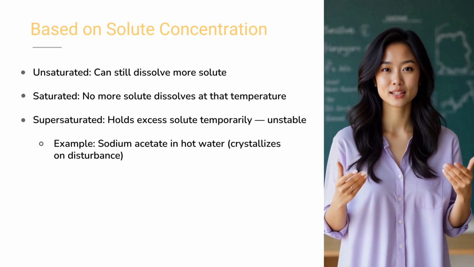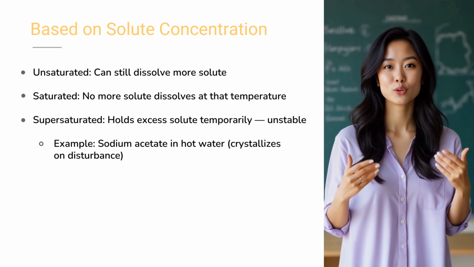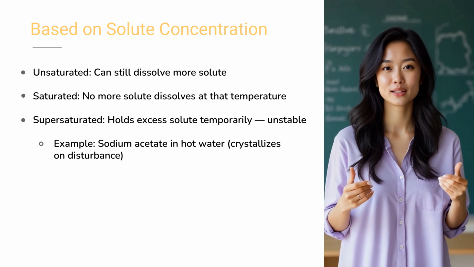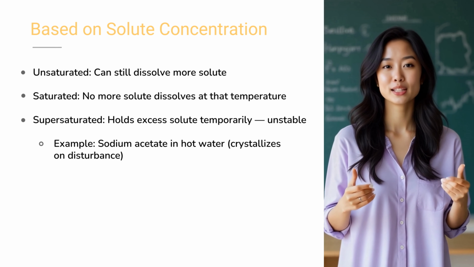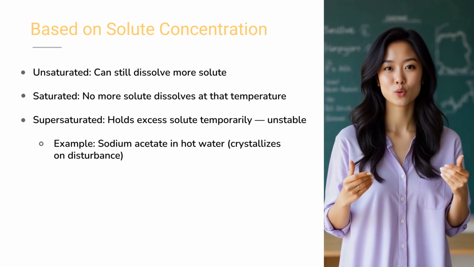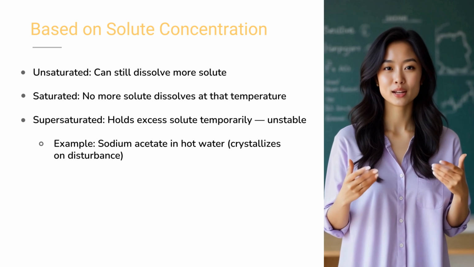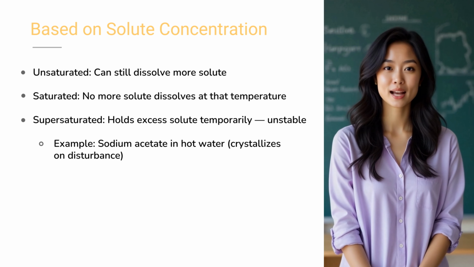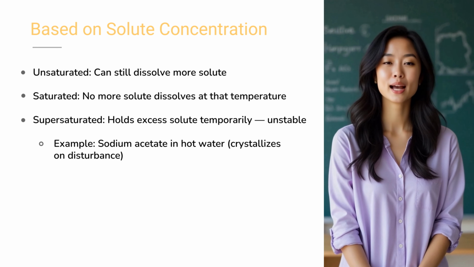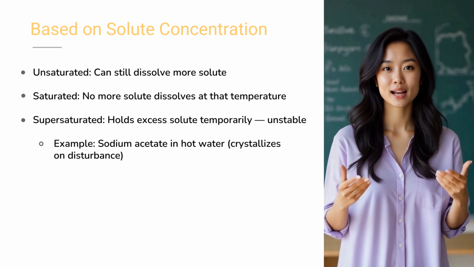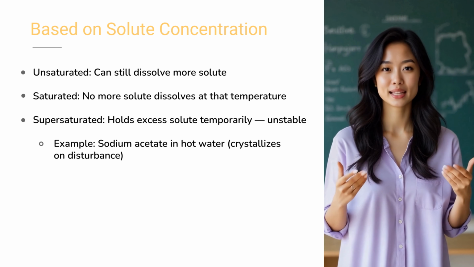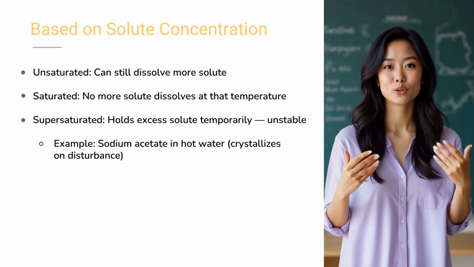Now let's look at classification based on the amount of solute dissolved in the solvent. An unsaturated solution can still dissolve more solute at a given temperature. Think of a mild vinegar solution. A saturated solution has dissolved as much solute as it can at that temperature. Any additional solute won't dissolve.